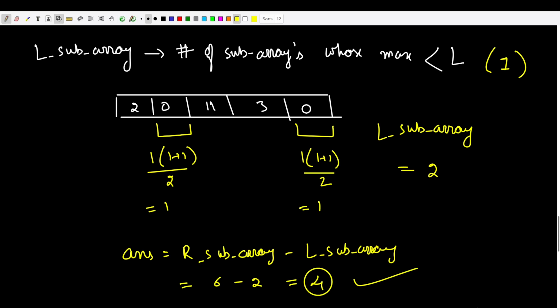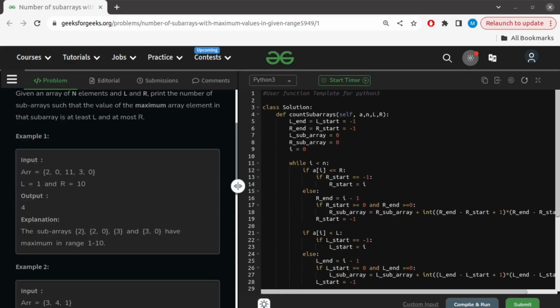Alright, so that's about the explanation part. Now let us look into the coding part of it. So let's jump to the coding section. To begin with, we will have L end and L start, and we will set it to -1. What do I mean by L end and L start, or R end and R start?